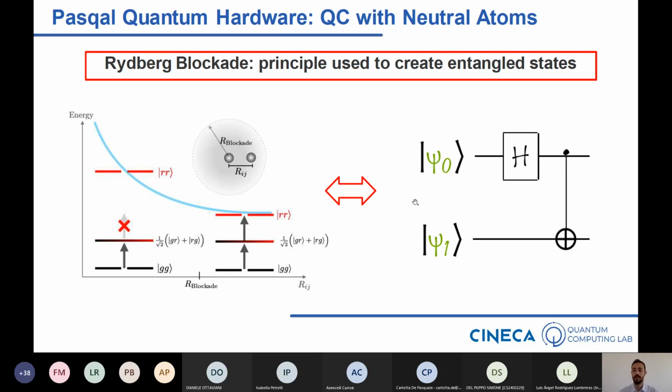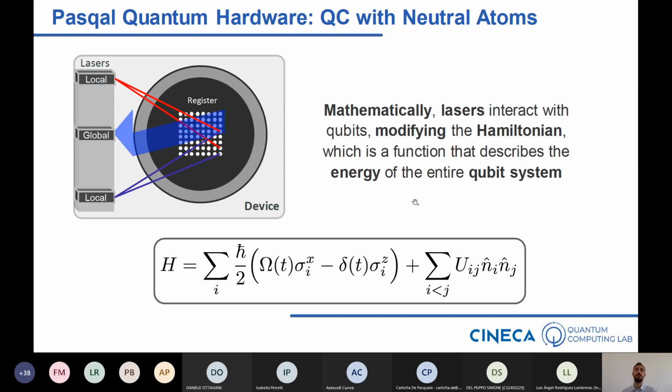So let me go on. Mathematically, maybe things get more clear. How do these lasers interact with the qubits, and how can they modify the state of the qubits? That's because lasers, when they interact with qubits, modify the Hamiltonian, the function that describes the energy of the atoms of the qubit system, and also the one that governs the evolution of the system.